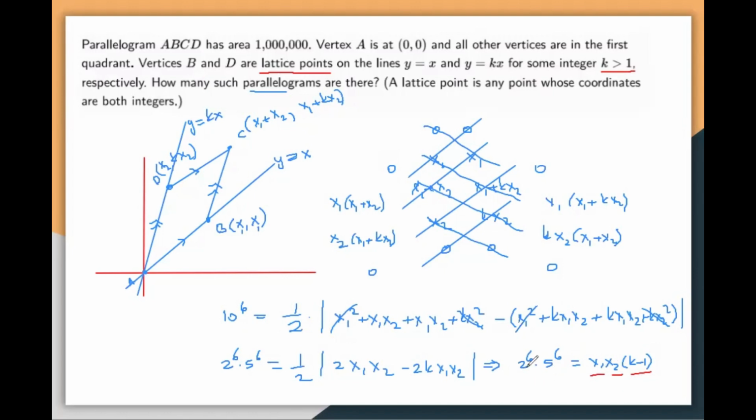Some of the 2's could be x1, some of the 2's will be x2, some of the 2's will be k minus 1. So you just basically distribute the 6 2's between those three numbers, and then the same with the 5's. So we have 6 5's. Maybe some of them will be in x1, some in x2, and some in k minus 1.